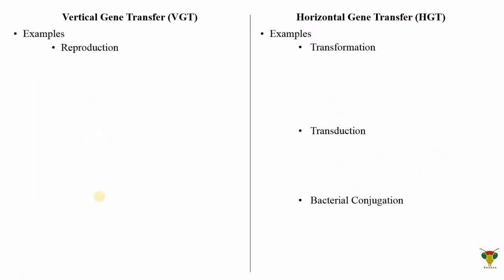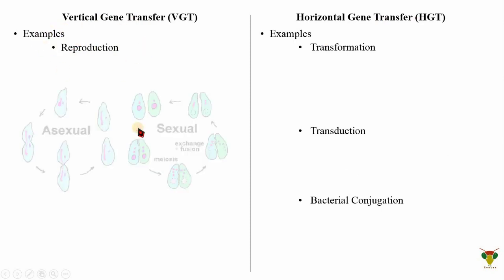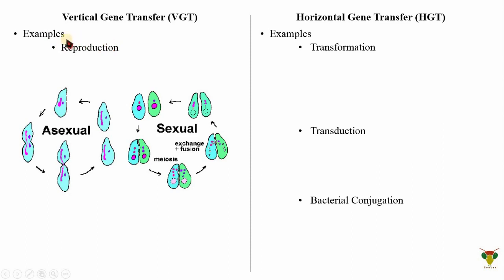Next we have the examples of vertical gene transfer and horizontal gene transfer. In vertical gene transfer, we have reproduction as an example, because cell division occurs in reproduction. How? By asexual reproduction and by sexual reproduction. We know that in asexual reproduction, one cell divides into two cells by mitosis, but in sexual reproduction, two organisms have to come together to exchange their genetic information, and then a new organism will be produced and the genetic information from parents to the offsprings will be transferred.